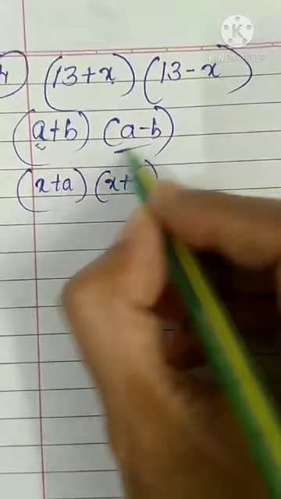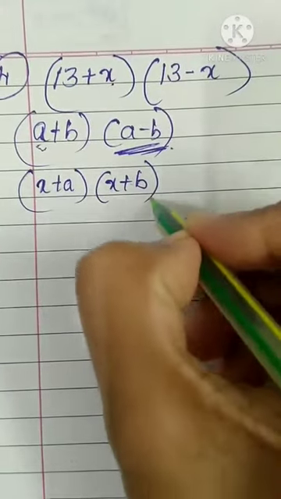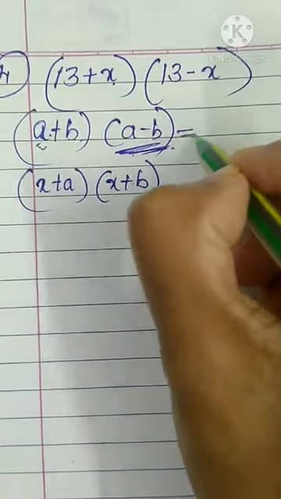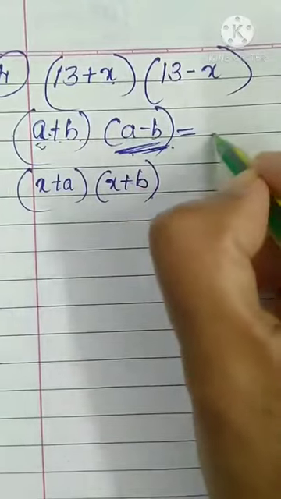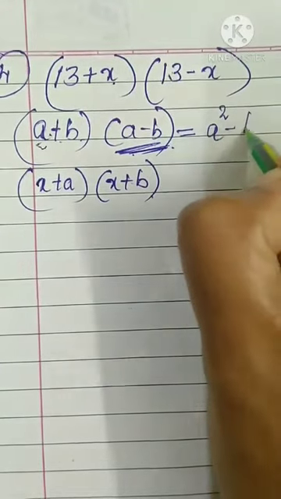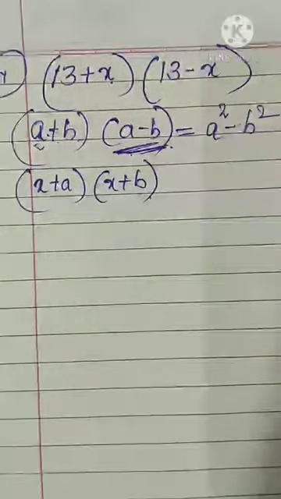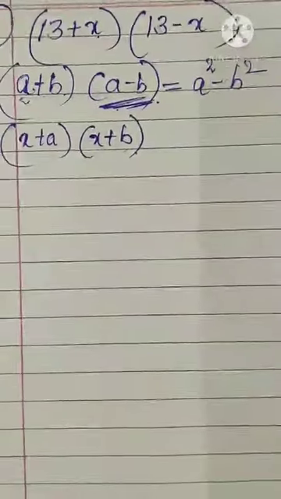But this formula is much easier than this one. So let us solve this sum by the a plus b, a minus b formula. What is a plus b into a minus b? A square minus b square. Any method you solve, you will get the same answer. So we will make it easy for us, no?